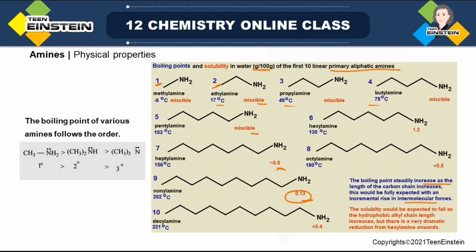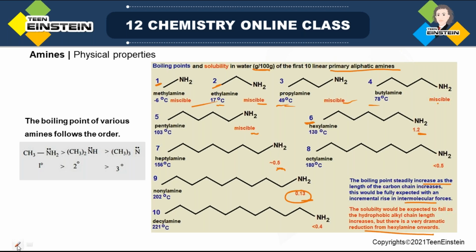And if you look at the solubility, solubility would be expected to fall because, as we have already seen in the solubility slide, miscible, miscible, miscible. But once you reach this molecule, hexylamine, it is drastically decreased. So there is a dramatic reduction from hexylamine onwards because of the increasing hydrophobic part.